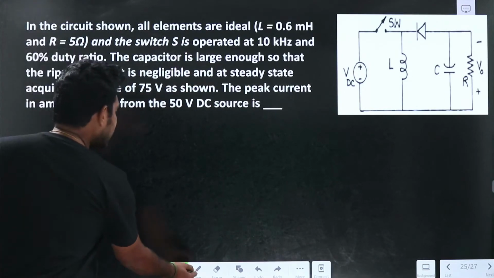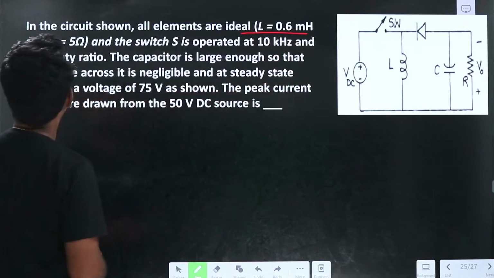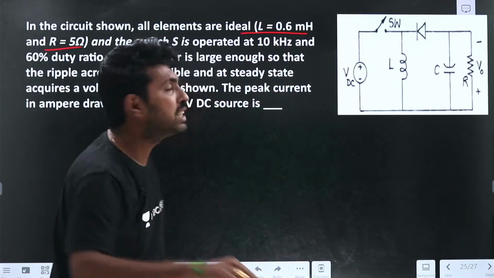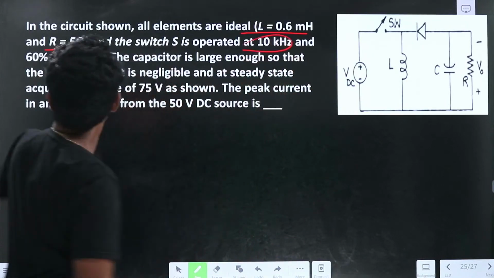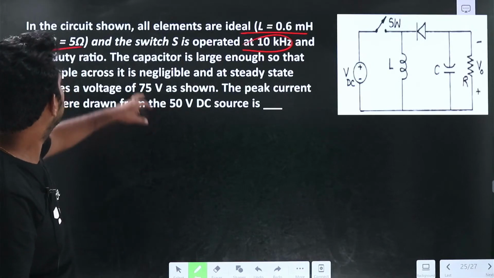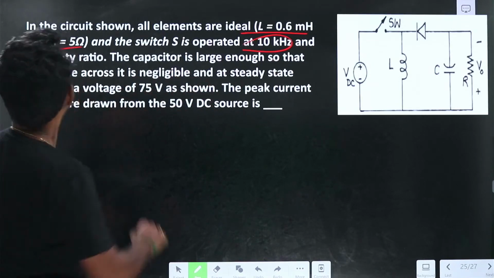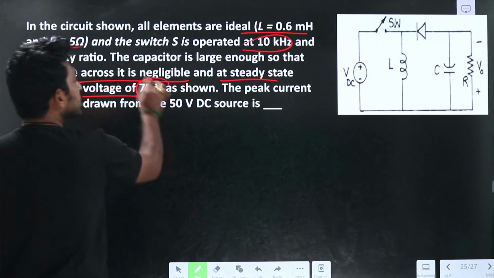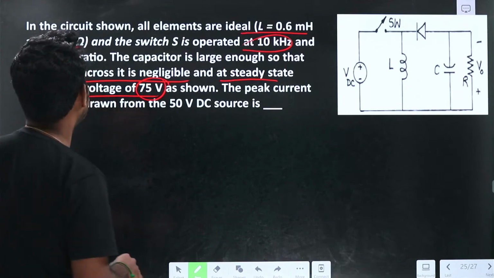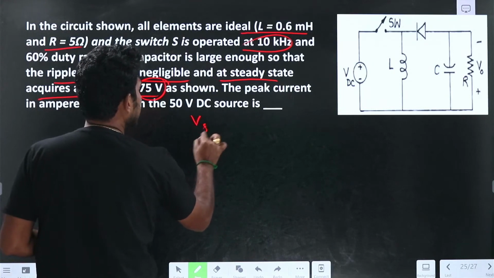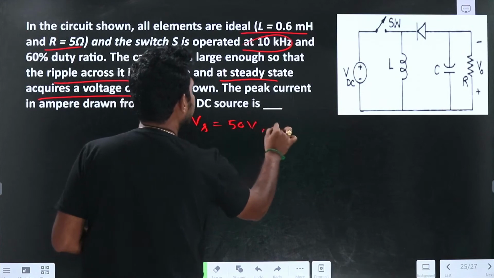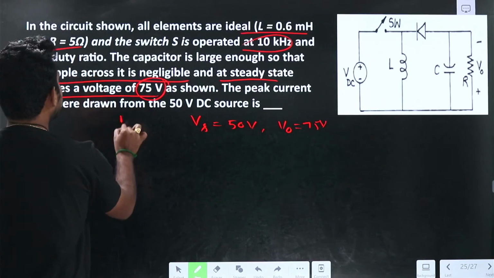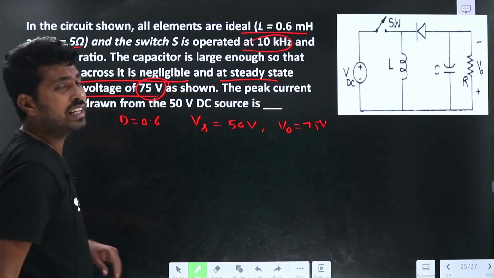In the circuit, L is given as 0.6 millihenry, R is given as 5 ohms, and the switch S is operated at 10 kHz, the duty ratio is given as 60%. The capacitor is large enough so the ripple across it will be negligible, and in steady state it acquires a voltage of 75 volts. So Vs is given as 50 volts and V0 is given as 75 volts. Duty cycle is given as 0.6.